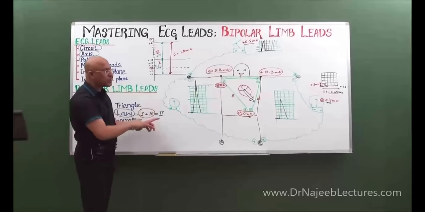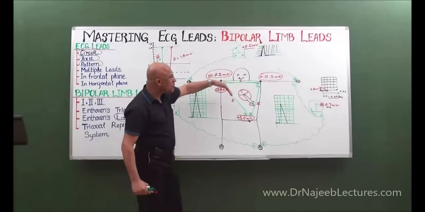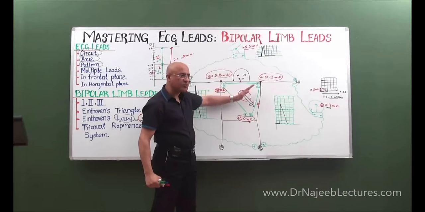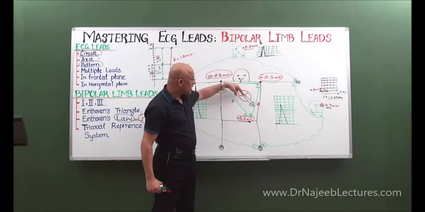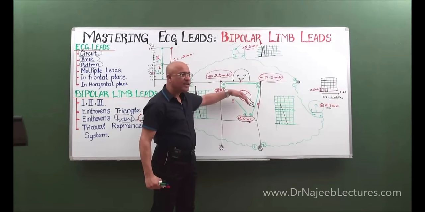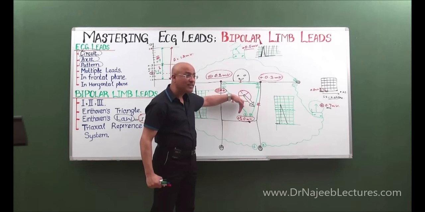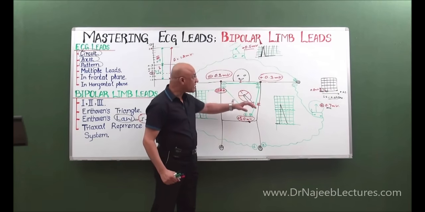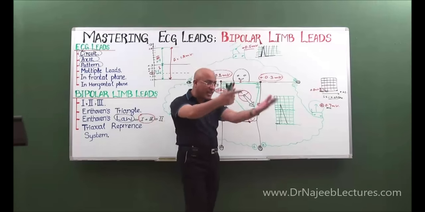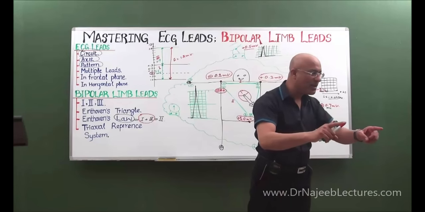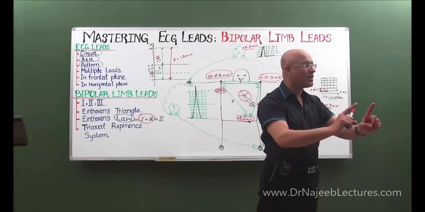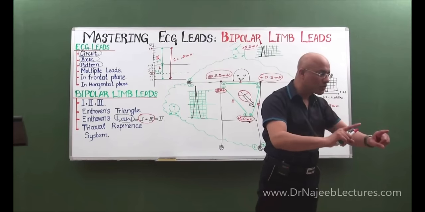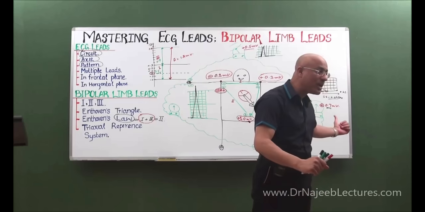And right now, I'm going to explain that if the cardiac vector changes its position in different disease conditions, the QRS vector may change its direction. If it changes its direction, the pattern in lead 1, 2 or 3 will change, but the law will be the same. 1 plus 3 is equal to 2. I will explain now how it happens.